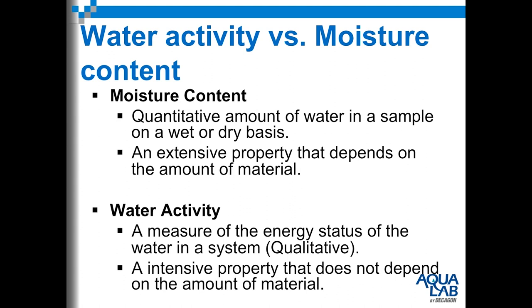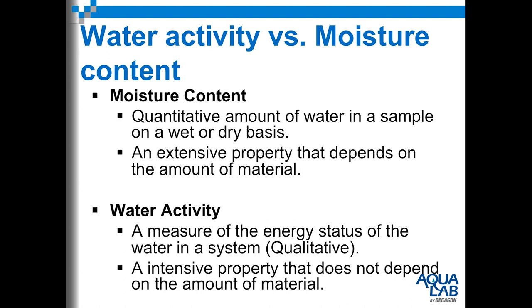So there are a number of different methods available for determining moisture content, basically the percentage of water in your sample. Depending on the industry you look at, you'll use a variety of different methods. One thing to keep in mind, this is an extensive property, so it does depend on the amount of material that you're using when you generate that result. That's going to give you how much water you have in a given product, or how much water you would have in your grain or roasted coffee.